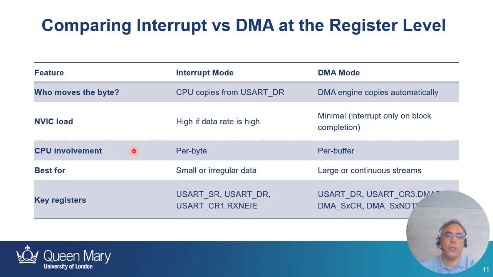As for CPU involvement, in interrupt mode it's per byte. In DMA mode it's per buffer. So you don't bother the CPU every time you transfer a byte; you bother the CPU when you complete a whole buffer. That's the advantage of DMA mode. Interrupt mode is best for small and irregular data, and DMA mode is good for large and continuous streams. So these are the key registers involved.